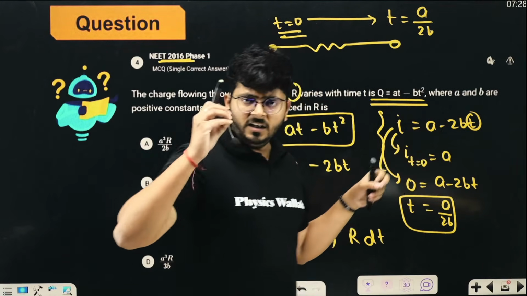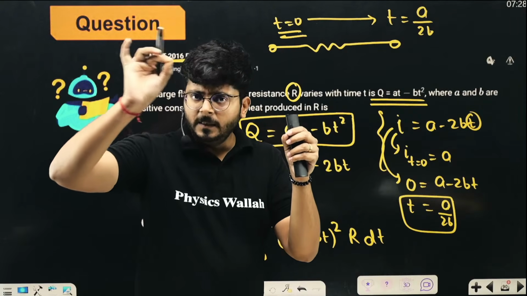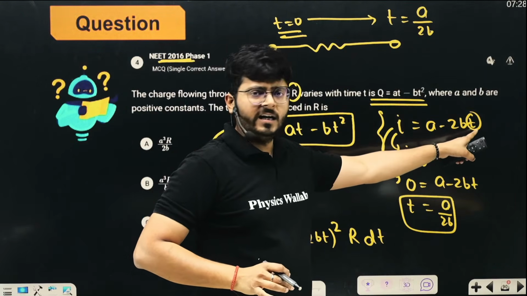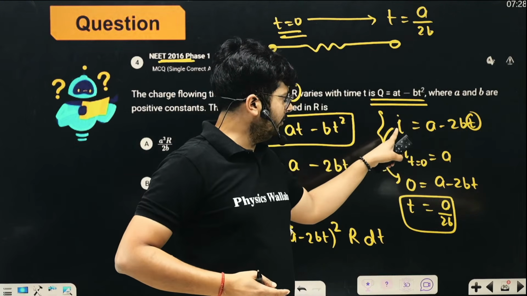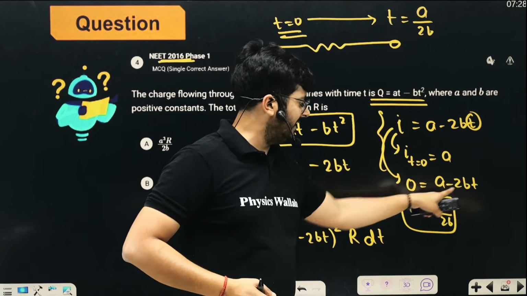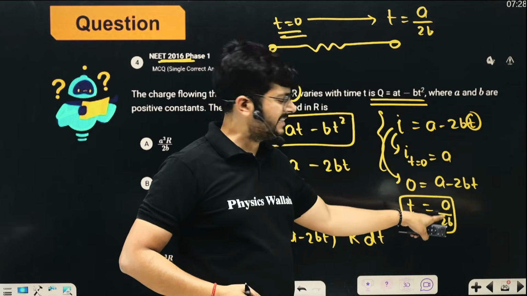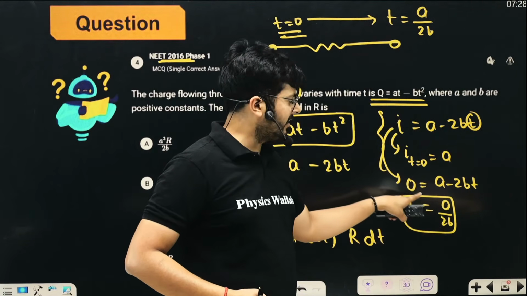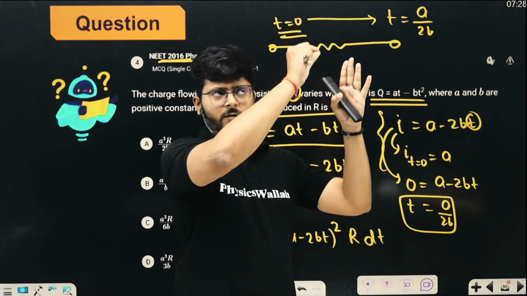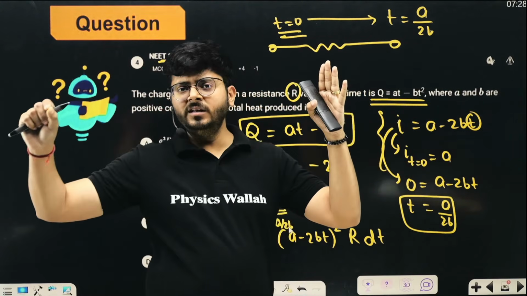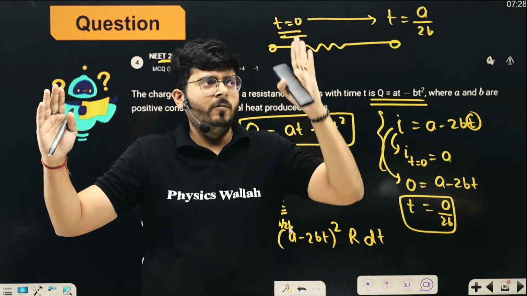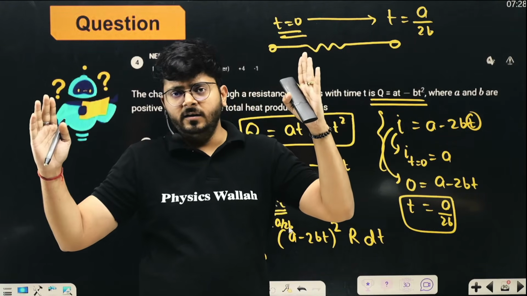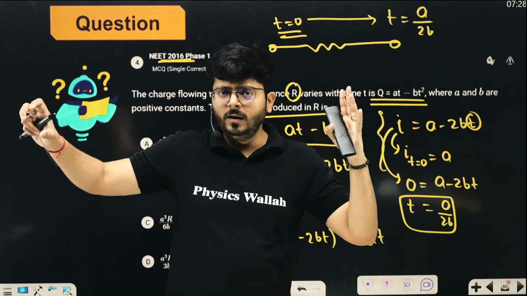Now, initially there was some value of current, but you see that the value of current will reduce with every single value of time. And when you put I equals 0, you will find that t equals a upon 2b. That means at a upon 2b, the current will be 0, right? Initially the current was something, and at a upon 2b, the current is 0. So in this window of time, from some current to no current, some current is actually flowing through the wire, right?